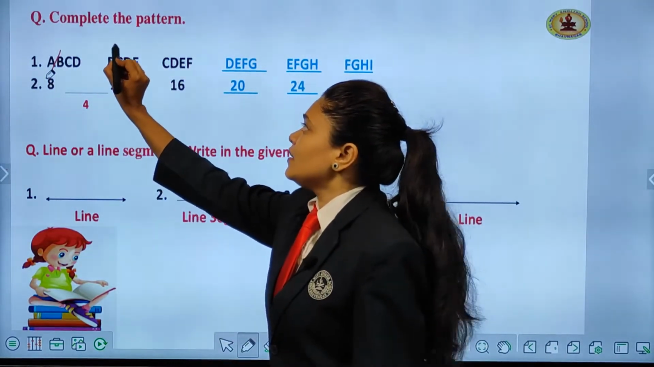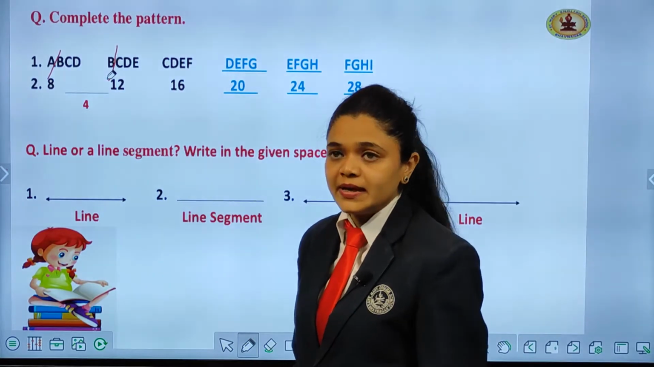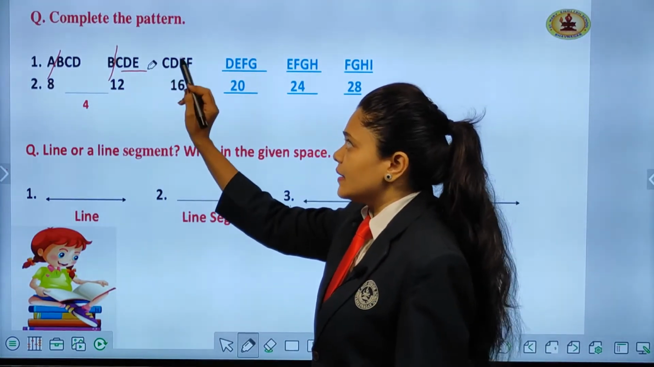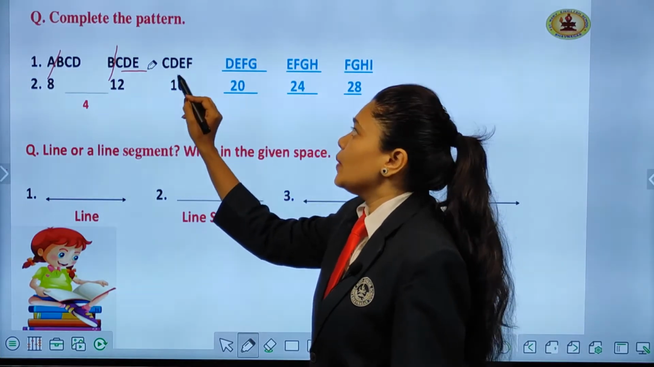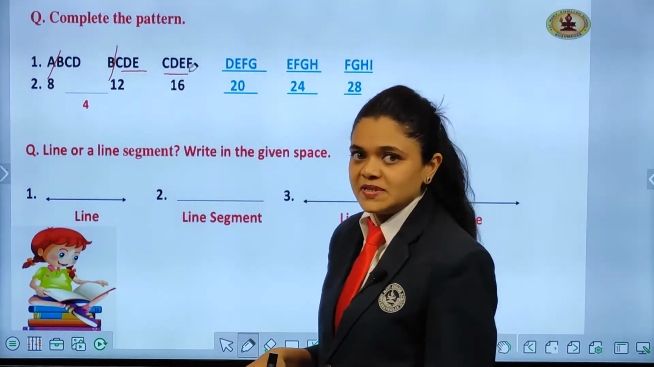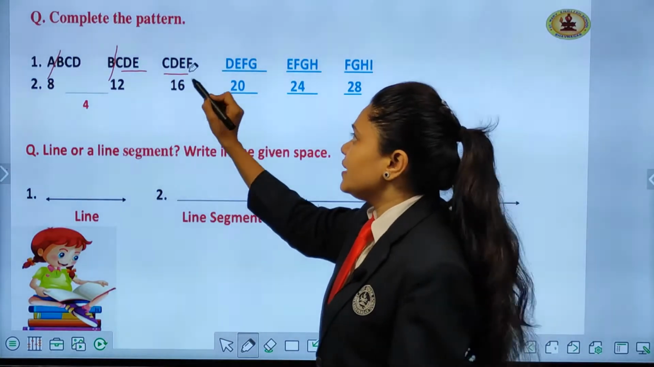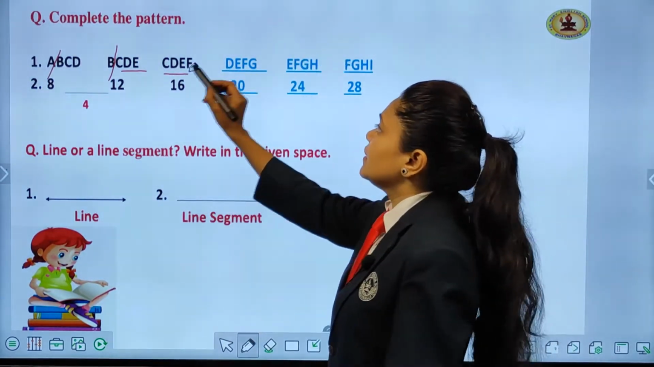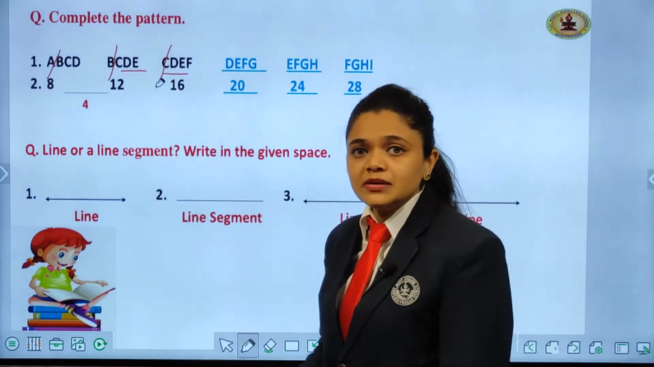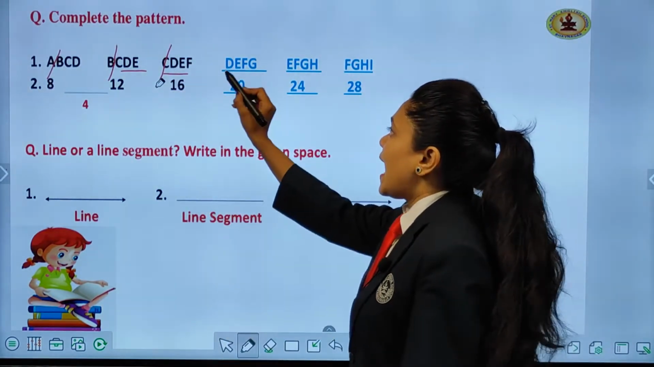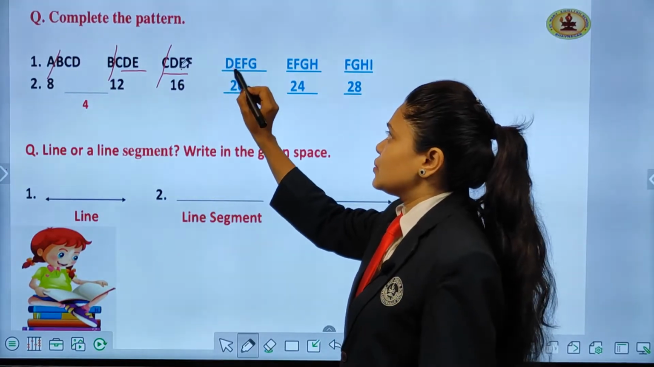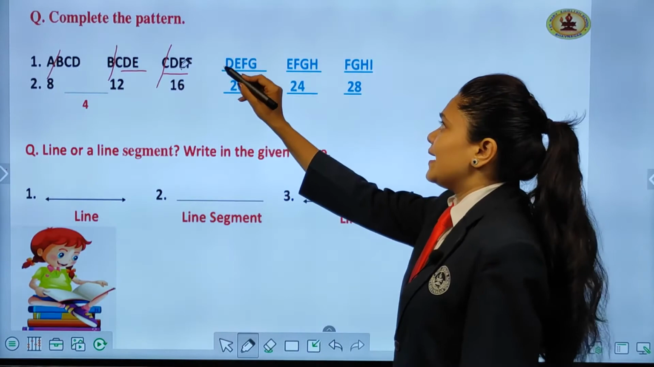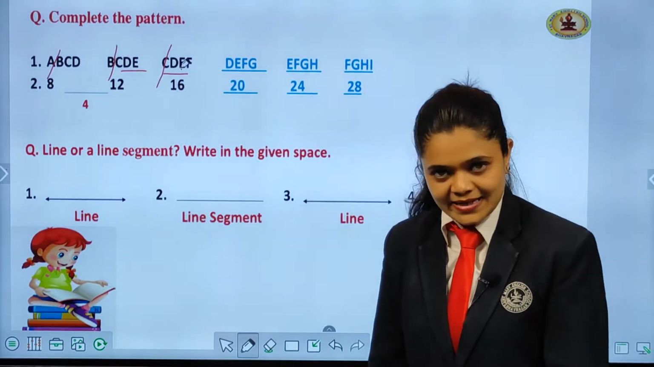Now here again we will not take the first alphabet, we will take the last three alphabets, that is C, D, E. With this C, D, E, we can prepare the next group C, D, E, and after E what comes? F. With the same pattern we will proceed. The first alphabet of the third group we won't take, and it will be D, E, F. So D, E, F, after F what comes? G, and like this we will complete the pattern.